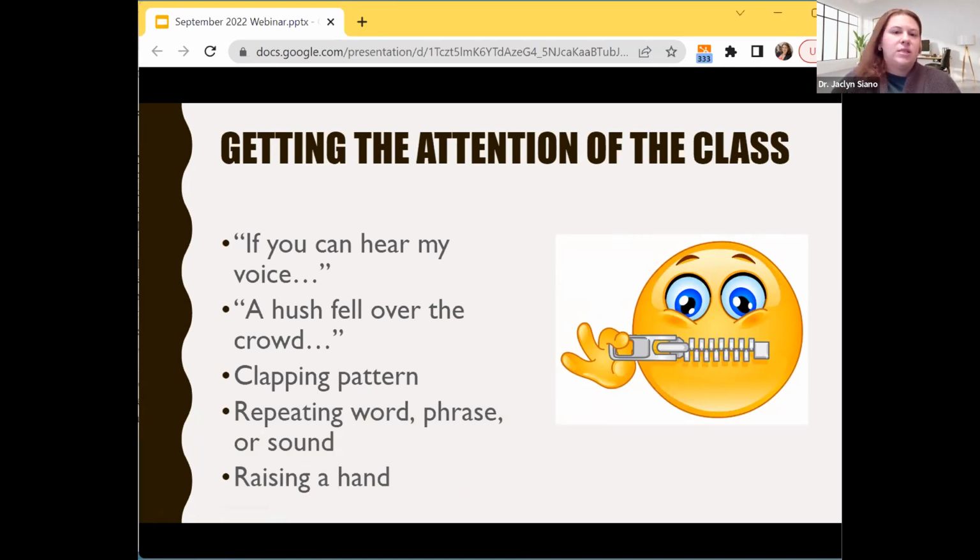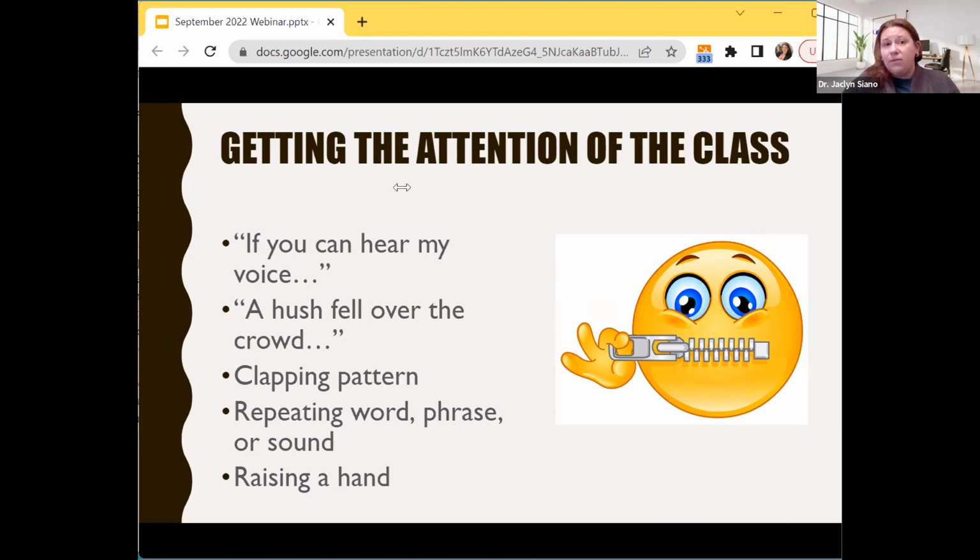So it could be like, if you hear my voice, clap once. It could be, and a hush fell over the crowd and everyone goes, shh. It could be any sound that you want to make. Some teachers turn the light off. Some teachers hold their hand up, and when they hold the hand up, the students know they have to quiet down. It's basically whatever works for you.